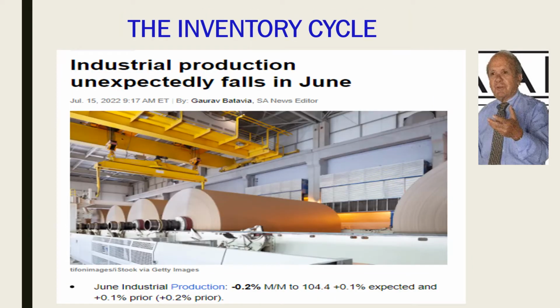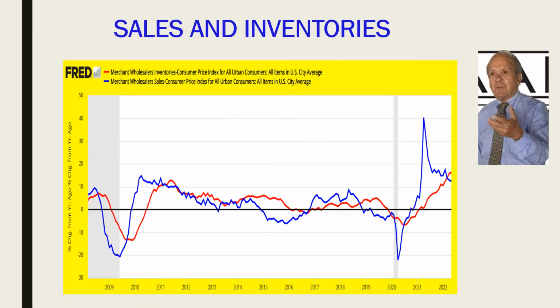Of course, what is business supposed to do? Well, they have to cut production to manage inventories in the face of slowing demand. And these are the actual data. This is wholesalers' sales and wholesalers' inventories. The red line is inventories. Sales have been slowing down. This is, by the way, all after inflation. And as you can see, sales are now growing less than inventory.